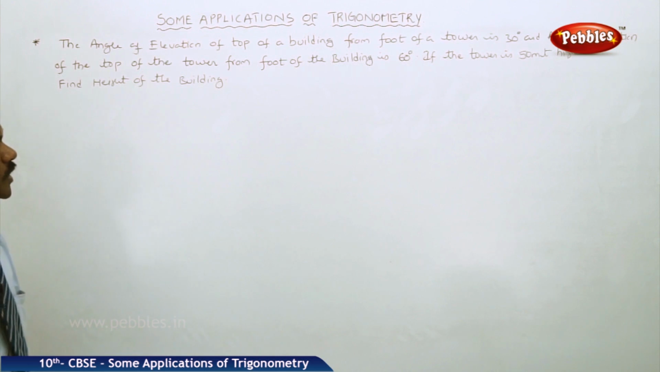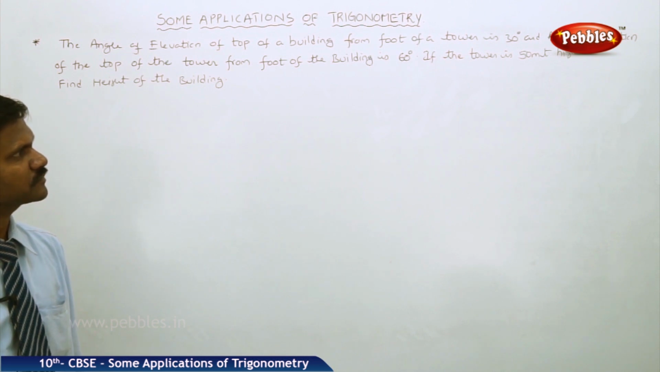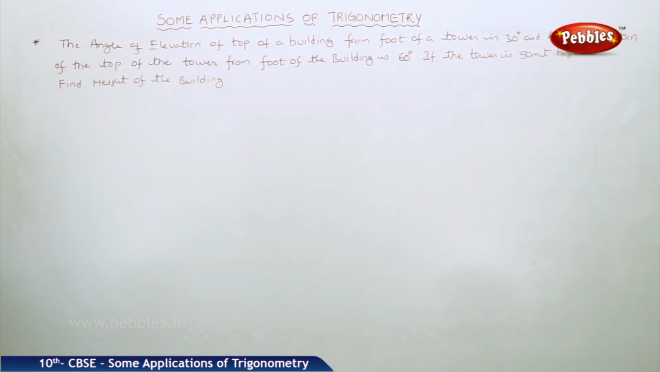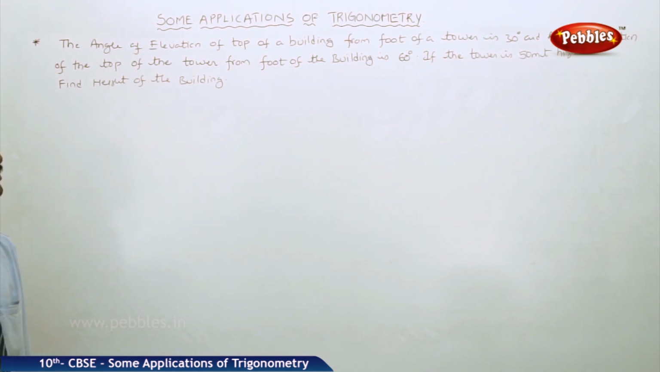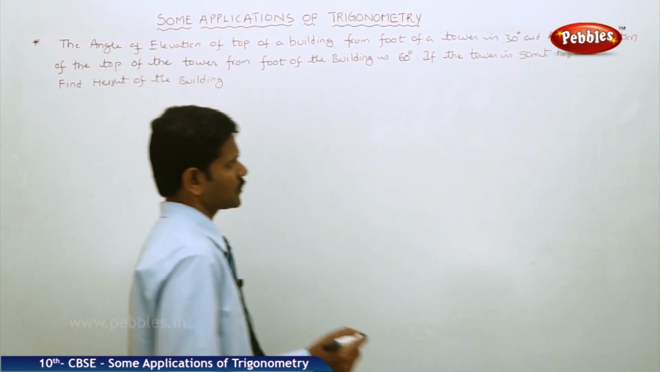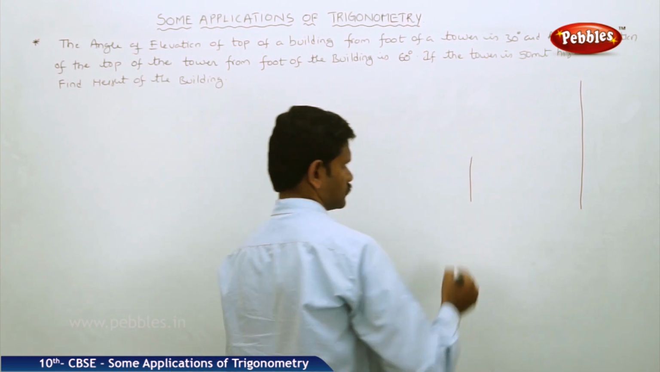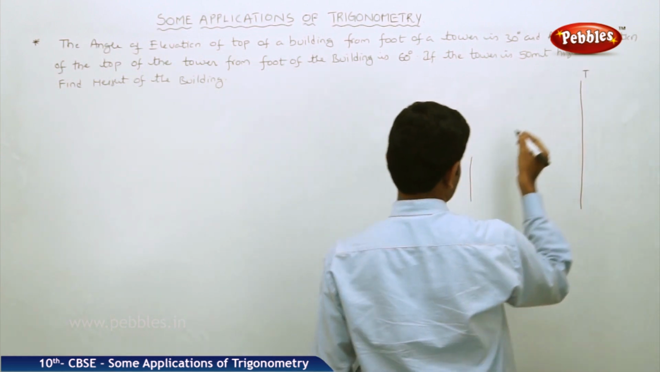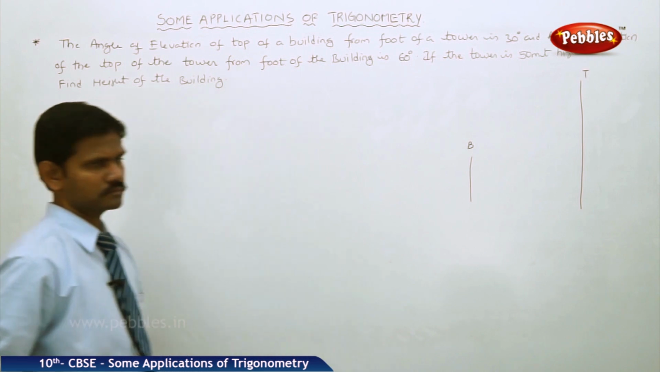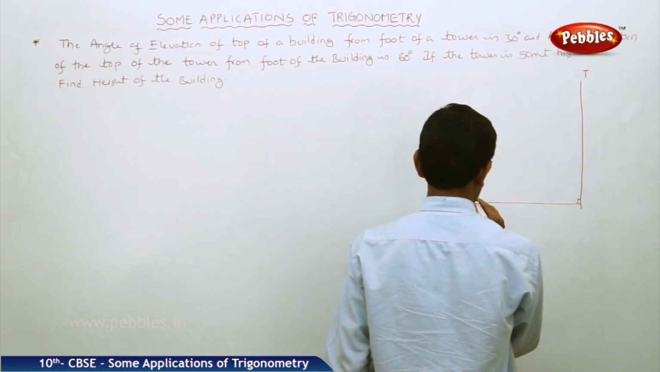The angle of elevation of the top of a building from the foot of a tower is 30 degrees and the angle of elevation of the top of the tower from the foot of the building is 60 degrees. If the tower is 50 meters in height, find the height of the building. Let us consider the two objects. It is the tower T, it is the building B. Now, both are perpendicular to the base.